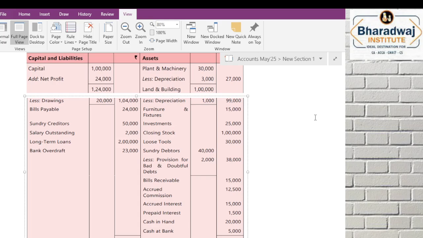Then bills receivable, accrued commission, commission receivable, accrued interest, prepaid interest will come. Cash in hand, cash at bank will come. Total 4,03,000. If they ask you only manufacturing account, it ranges from 7 to 10 marks. If they ask manufacturing account, trading account, P&L account and balance sheet, it is for 15 marks.